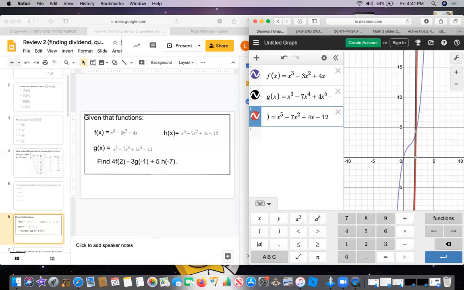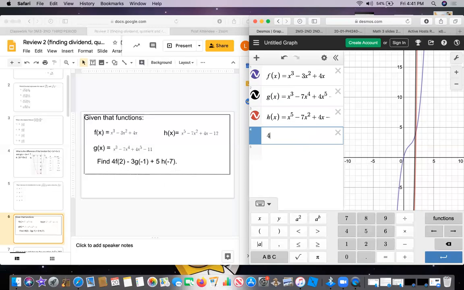After putting the functions here, what we're going to do is now solve this notation. However, how do we solve this notation? Because we have Desmos, we just type in the notations in Desmos. The notation says we have to find 4f of 2.